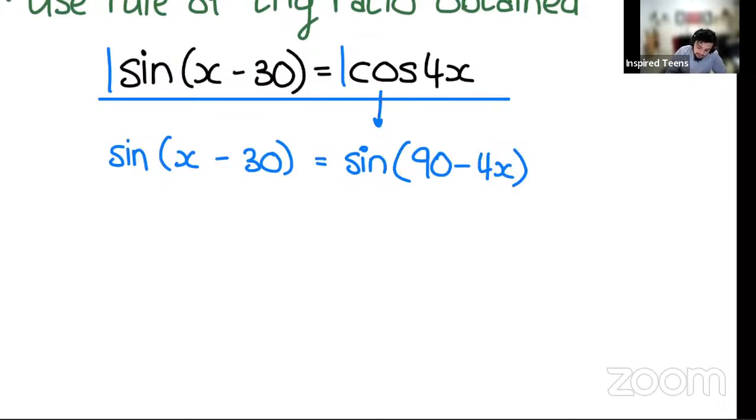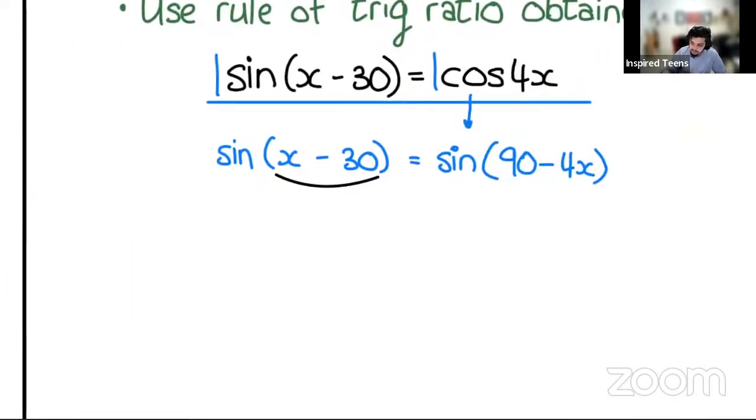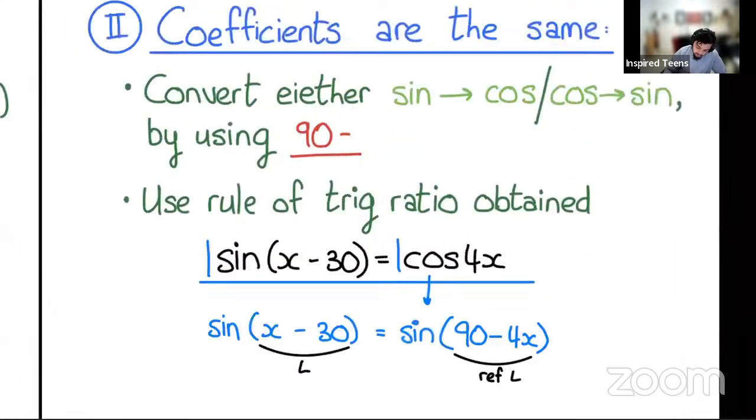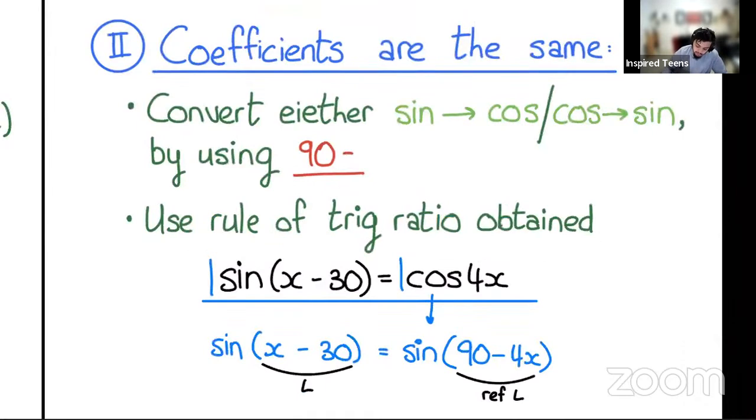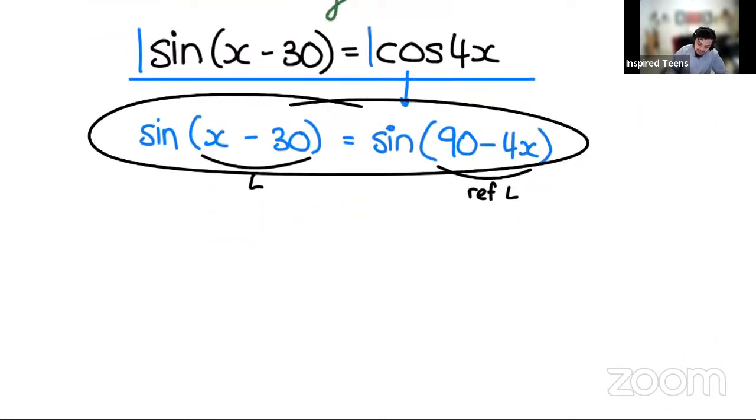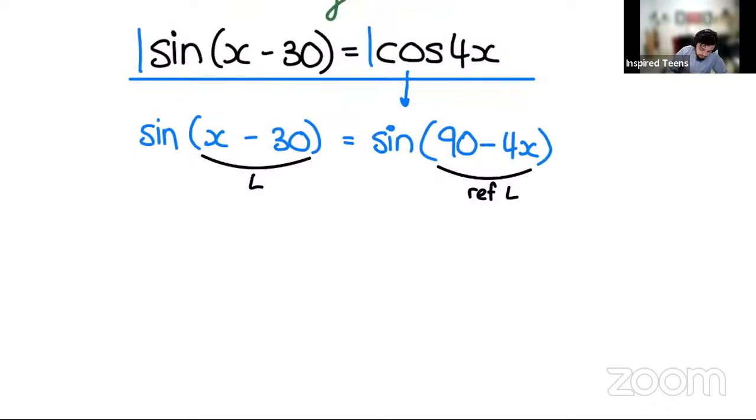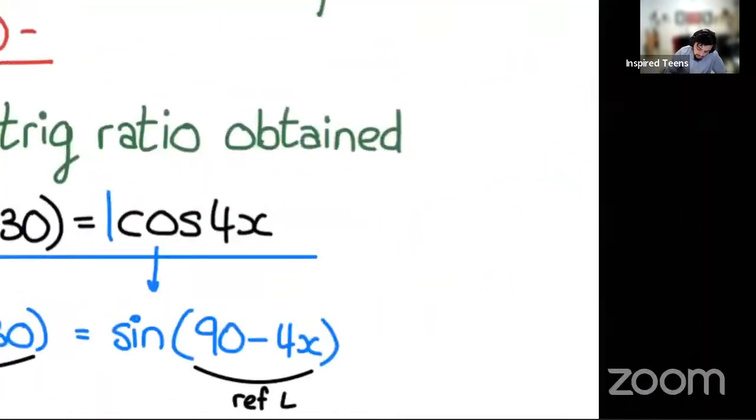Okay, now we can simplify accordingly. So what we should then do is take one of our angles as our angle and the other angle as our ref angle. So this is our angle, and this is our reference angle. Then the second rule says use the rule of the trig ratio obtained. The trig ratio that we obtained here is sine. So the general solutions for sine are as follows.